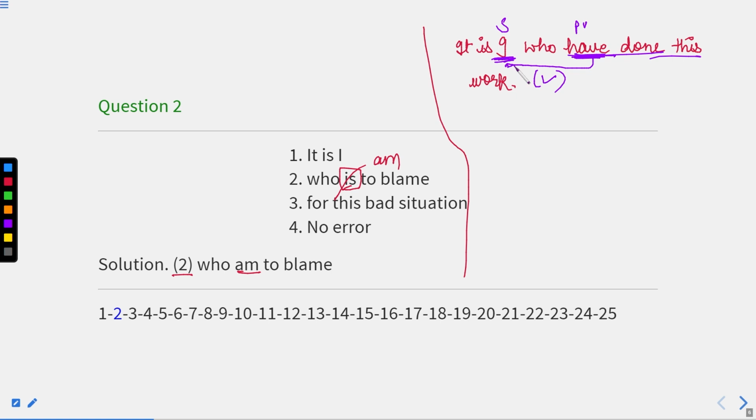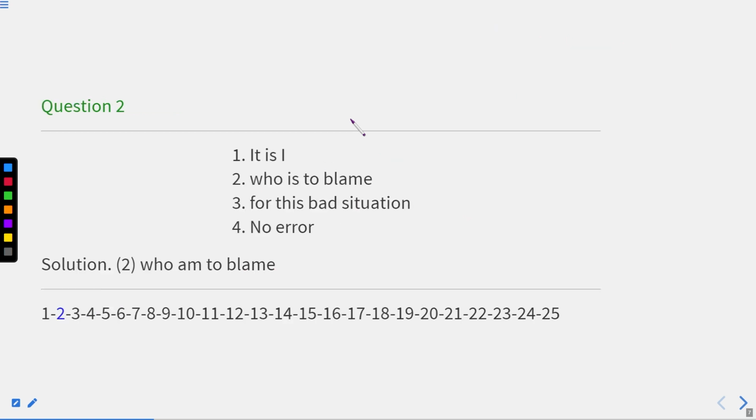So always, whenever we have a structure of "it" plus a be form, after that we should have only the nominative case, and after the relative pronoun the verb should depend on that particular subject. Therefore here the answer will be 2, where "is" should be replaced with "am", and the correct sentence will be: it is I who am to blame for this bad situation. I hope you got the concept. Now let us move to the next one.